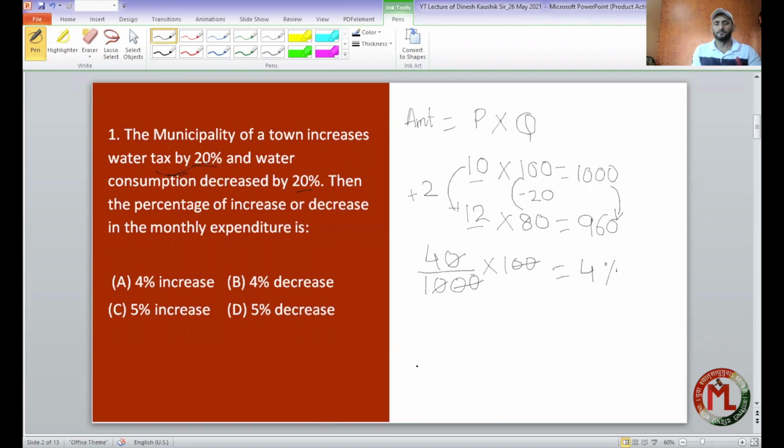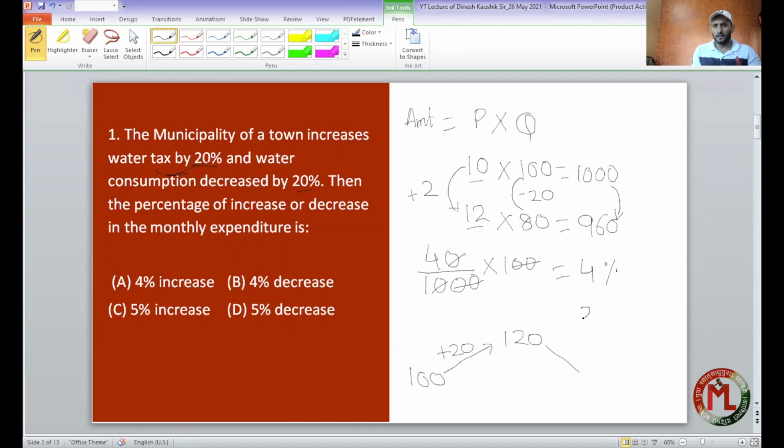This is one method. Second method, let the original expenditure be 100 rupees. When the price or the tax increases, this expenditure will also increase. Price increases by 20%. So the new expenditure will become 120 rupees. Now we are decreasing the consumption. So 20% reduction in the consumption. Now that 20% will be applicable on this 120.